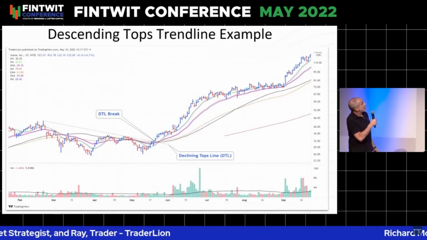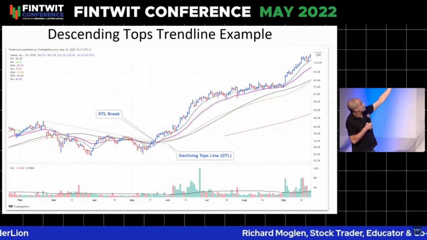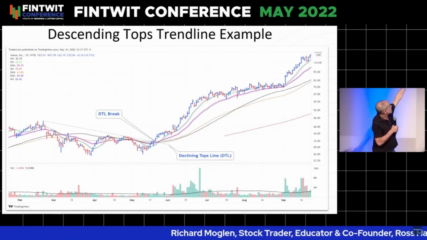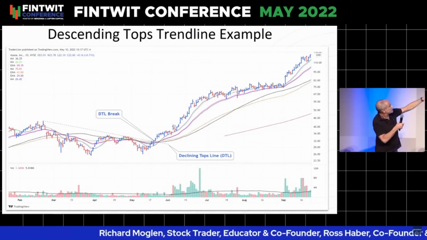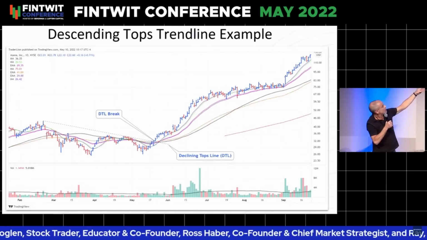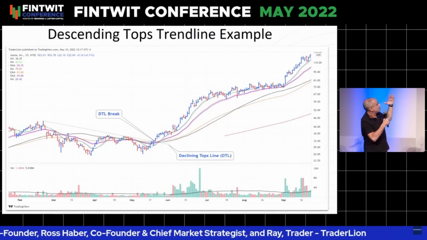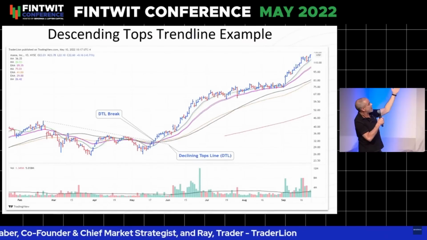Again, here we've got a little more clearly, you can see this stock has been forming forever, but volume is huge here. It really starts to dry up just before that declining tops line break. And you can see it dries up, we tighten up, it starts building the right side. Those moving averages cross just after.